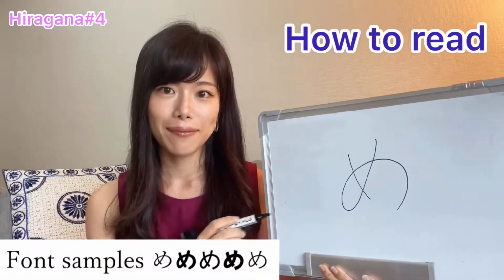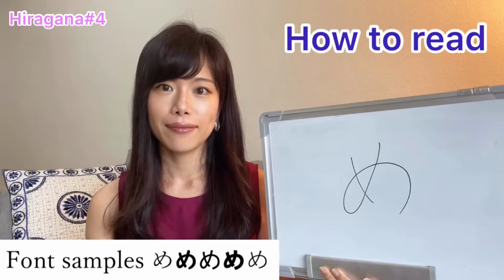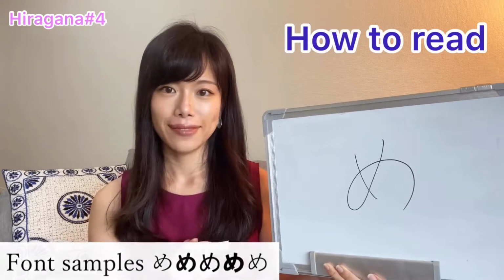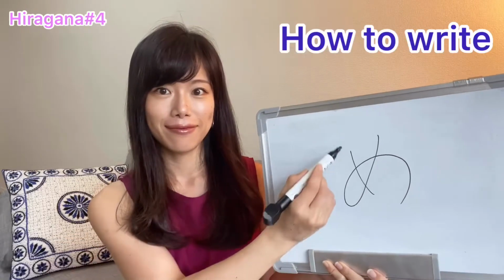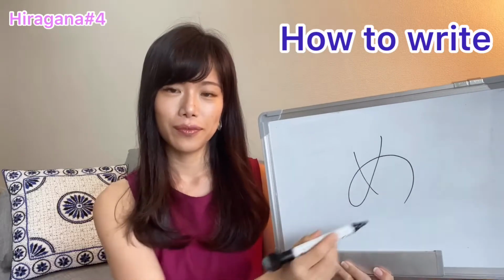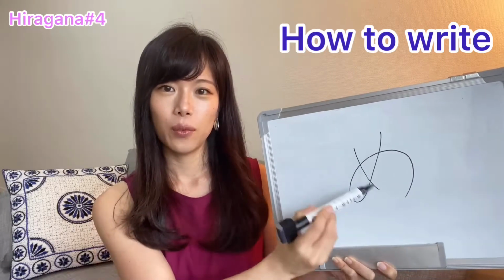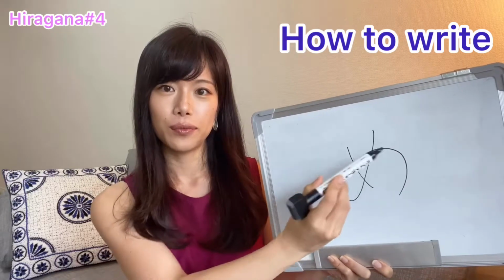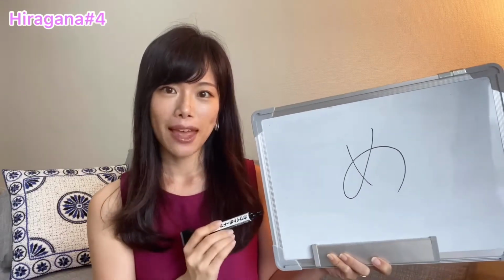This is me. How to write me? From here. 1, 2. Once again. 1, 2. Me.